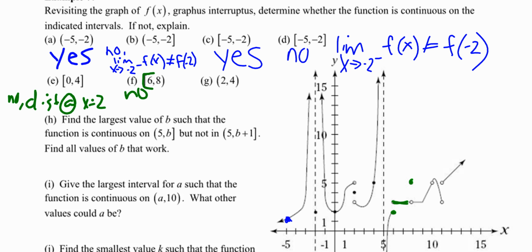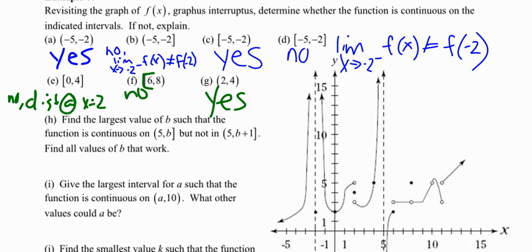All right, and then lastly, let's look from 2 to 4, here to here. This one would be yes because we're not including that 2. If we were including that 2, that would be a problem. But all of these are continuous in between 2 and 4. All right, let's clear this stuff off the graph now.